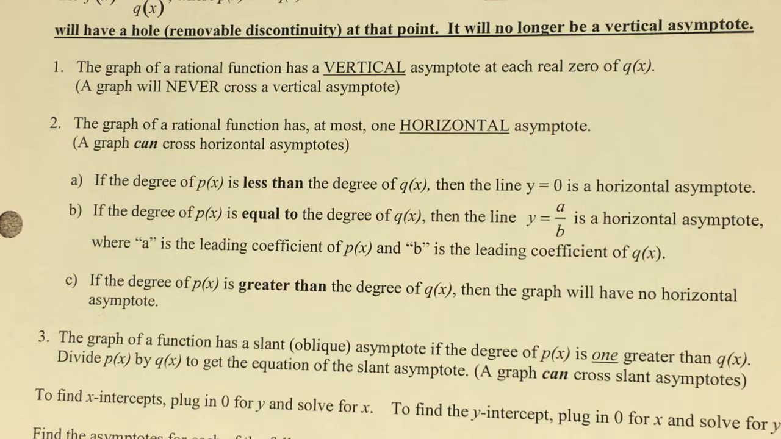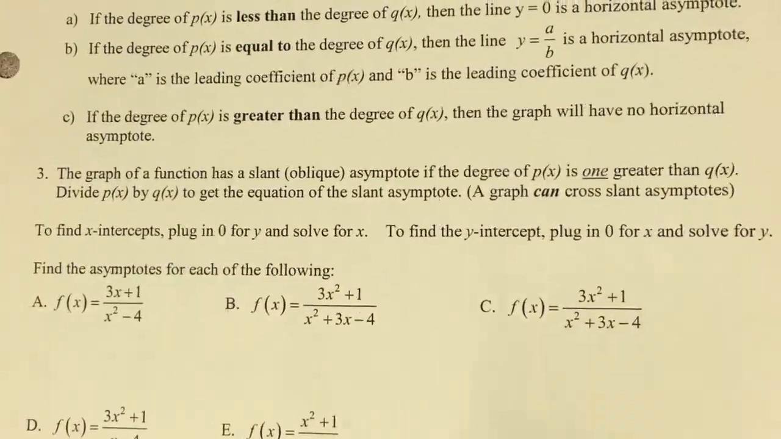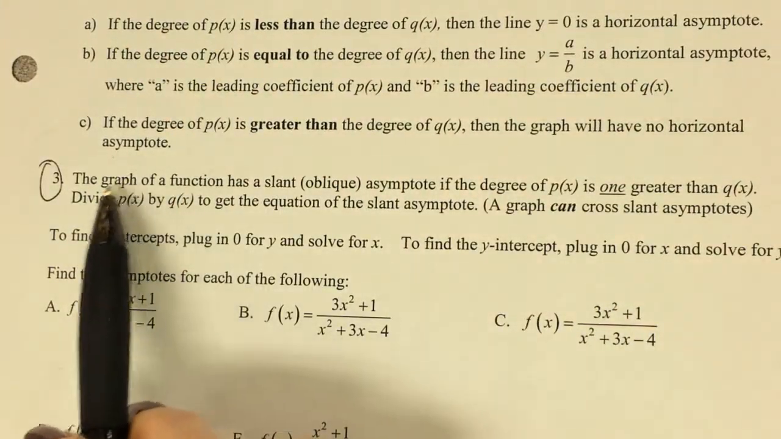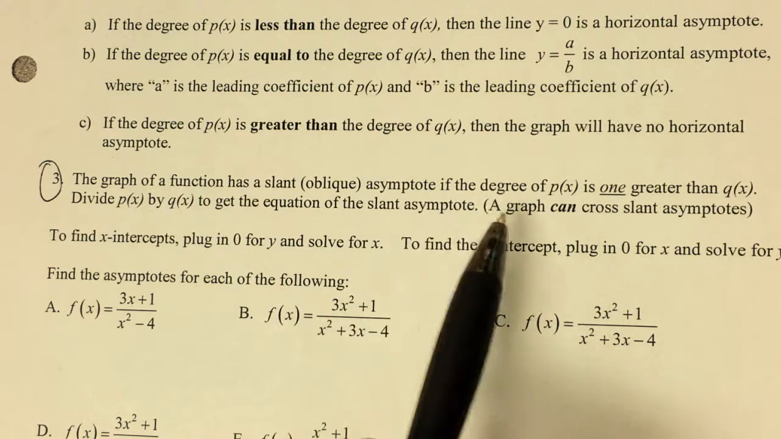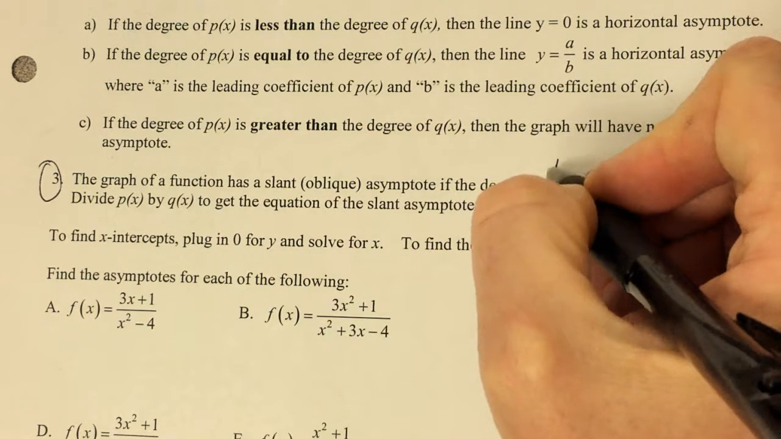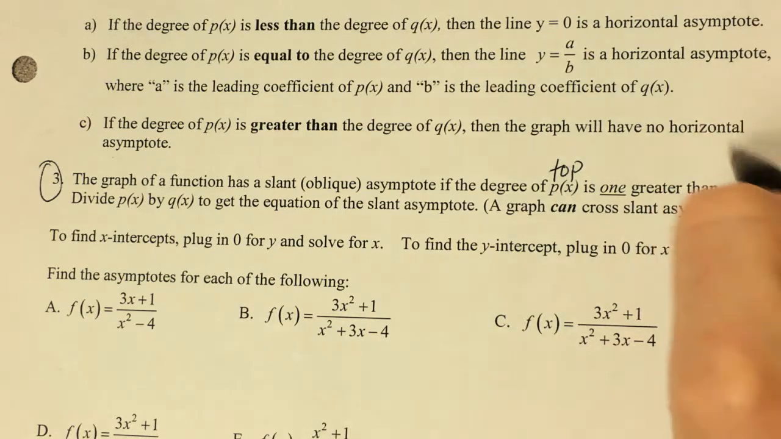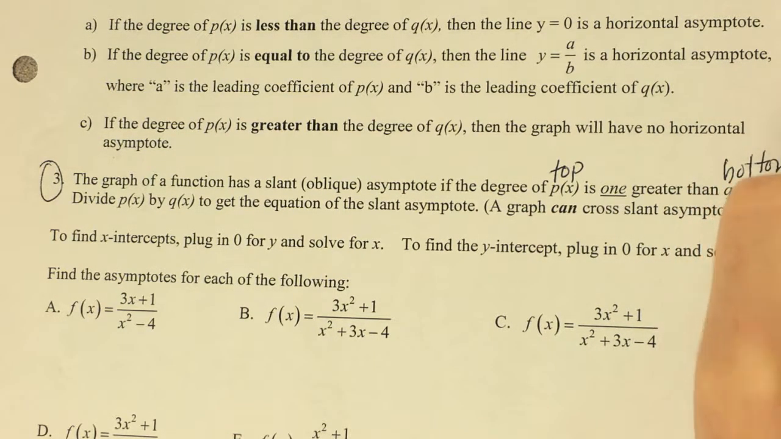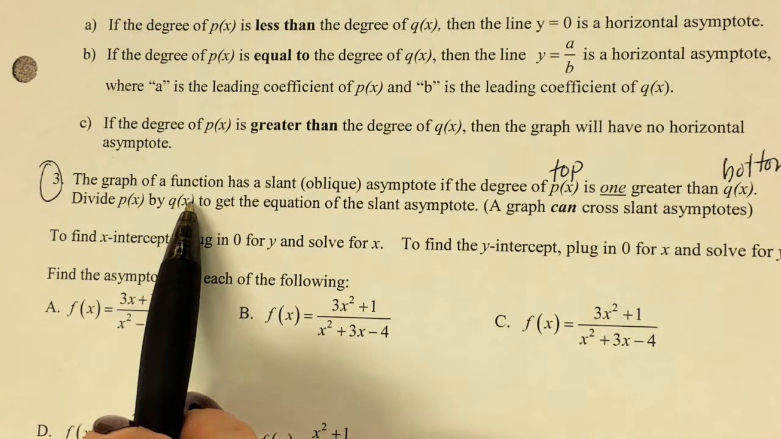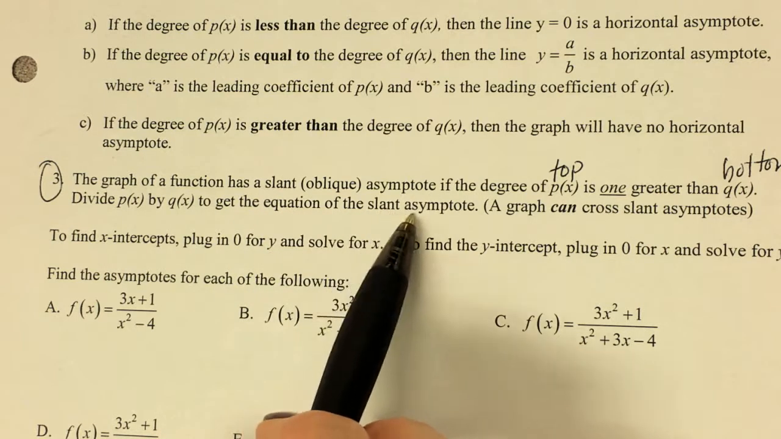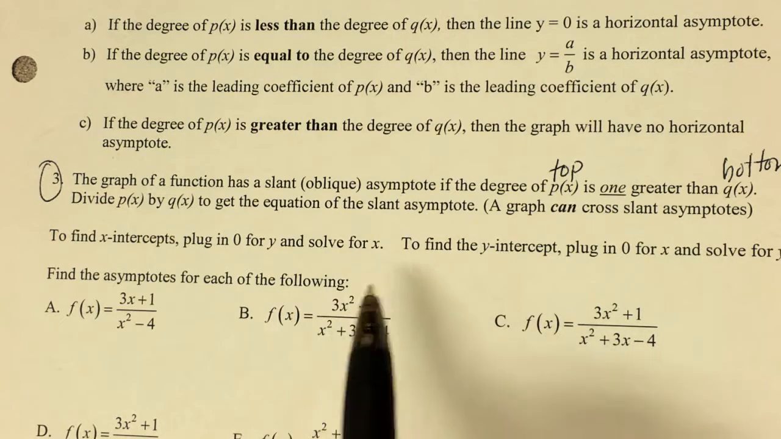Okay, so guys, the other kind of asymptote we can have is a slant asymptote. So look down here at rule number 3 for asymptotes. It says the graph of a function has a slant, it can also be called an oblique asymptote, if the degree of p of x, that's the top, is 1 greater than the degree of the bottom. And to find that slant asymptote, we divide p of x by q of x. That's going to give us the equation of that slant asymptote. A graph can cross slant asymptotes, and it usually happens in the middle of the graph.